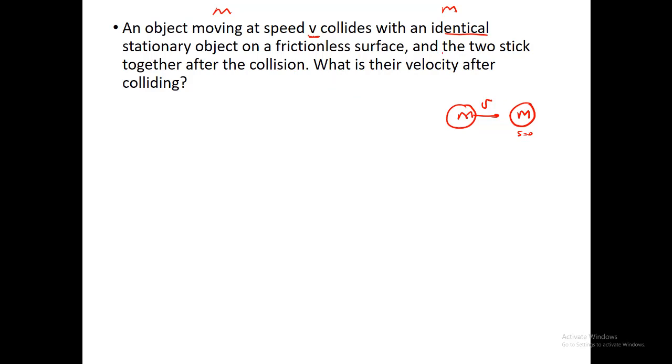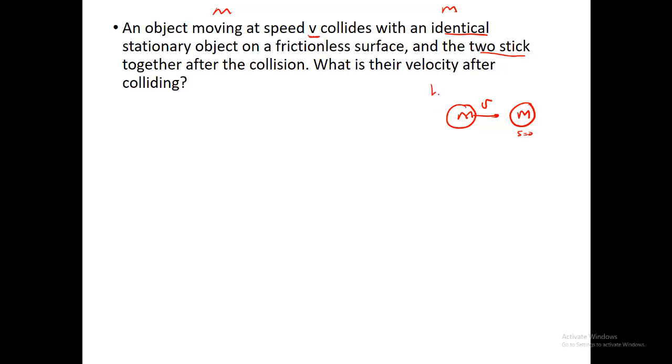Anyway, and the two will stick together, يعني they will move together after the collisions. ما هو stick together يعني they will be having the same velocity after the collision. This is very important. What is their velocity after colliding? He's asking about the final velocity of both of them. ليه? Because they are moving with the same velocity afterwards. So the problem is simply this mass m is moving with the speed v, will collide with this one that is standing still.